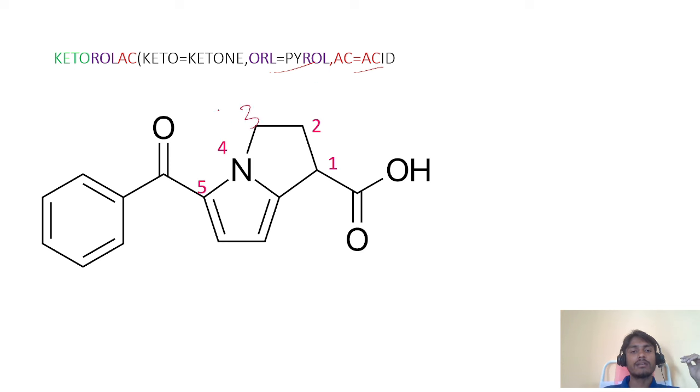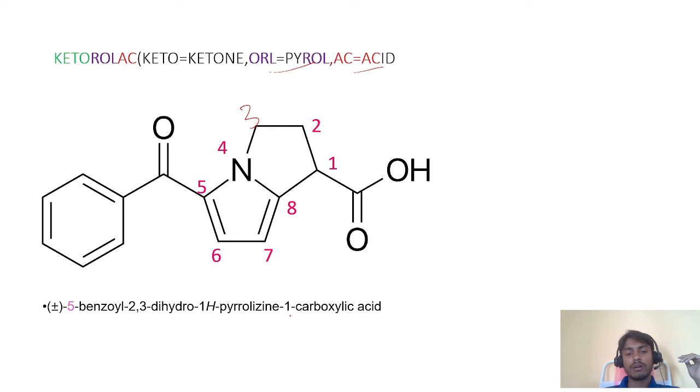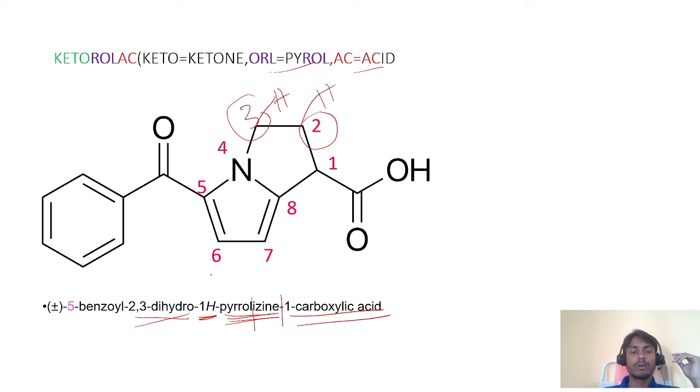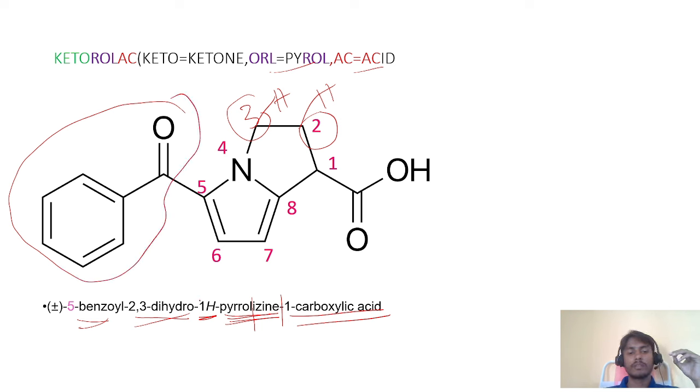Here 3 will be there, 4, 5. So here 1-carboxylic acid, 1H-pyrrolizine. Next, 2,3-dihydro. See, at the 2 position and 3 position the double bond is there, that can be replaced with hydrogen, hence 2,3-dihydro. At the 5th position, what is there? Benzoyl. The 5th position has a benzoyl group. So like that, these are the numbering and nomenclature, the IUPAC name for ketorolac.